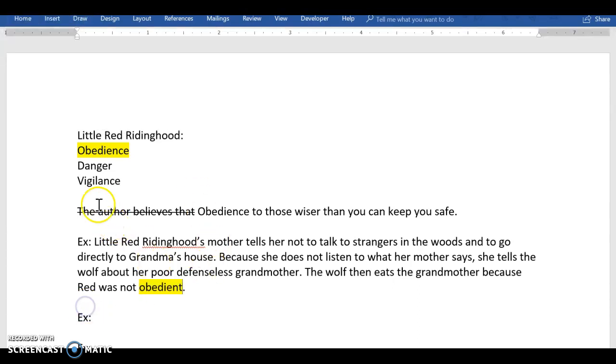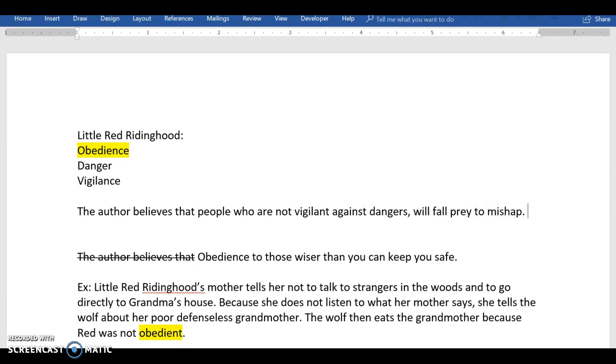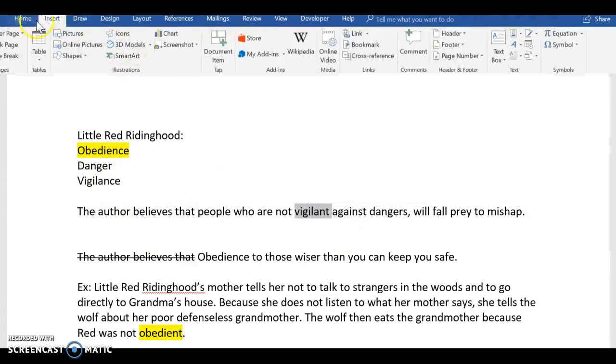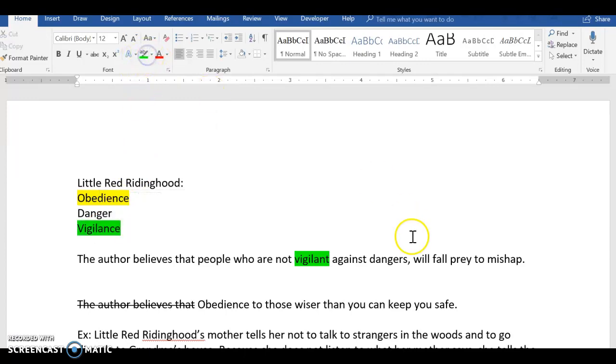Okay, I can do a theme instead of the obedience one. I could do one about vigilance, right? So the author believes that people who are not vigilant against dangers will fall prey to mishap. So what you're going to see that I did for this one is I actually combined two of them together. So I said to myself, okay, I'm talking about being vigilant, and then I'm also talking about danger at the same time. So if you're ever not really sure what to write in your theme sentence, try seeing if maybe you could add another one of those abstract ideas.